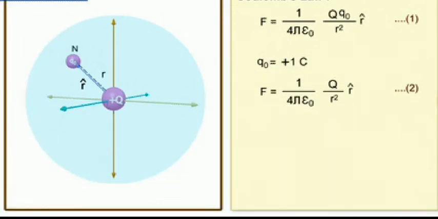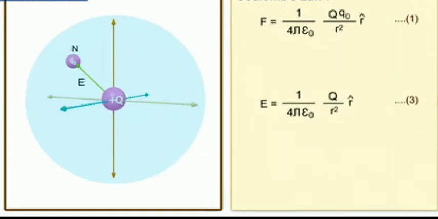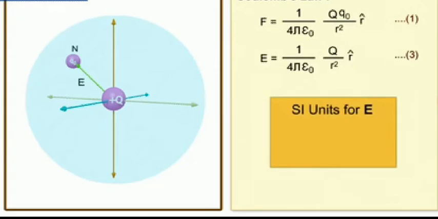Therefore, the electric field strength due to charge q at point n is E is equal to 1 by 4 pi epsilon naught q by r square into r cap. Let us label it as equation 3. Electric field strength E is a vector quantity pointing in the direction of the force on a unit positive charge at a point in the electric field. In SI units, it is measured in Newton per Coulomb or volt per meter.